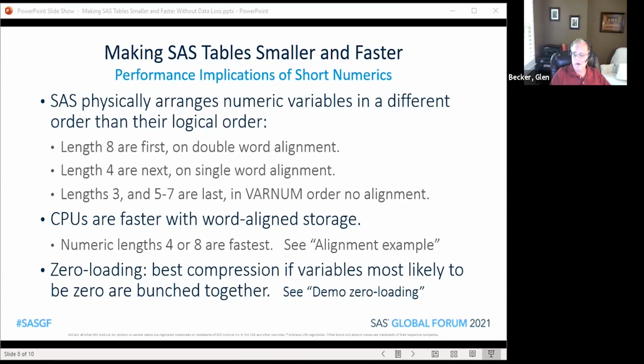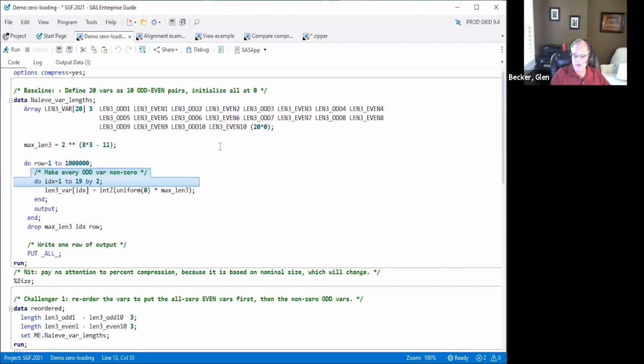So we're going to demonstrate the zero loading here. And what I'm going to do is define 20 variables as 10 odd-even pairs. And we're going to begin with them initialized at 0. But then I'm going to make every odd variable a non-zero value. So let's see what the result is.